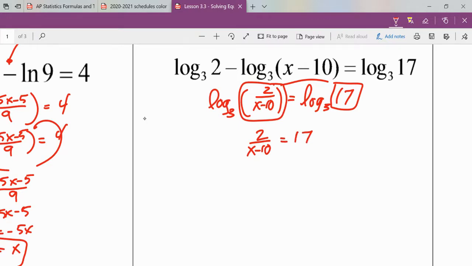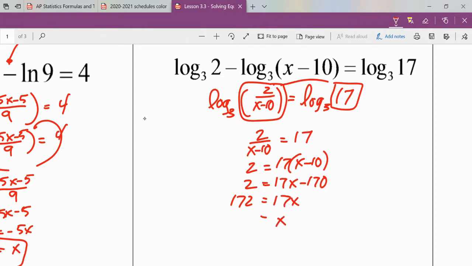You can clear the fraction by just multiplying by that denominator. So you get 2 equals 17 times x minus 10. So 2 equals 17x minus 170. Add 170 to both sides, then divide by 17. So x equals 172 over 17. Again, that's perfectly fine to leave as a reduced improper fraction.